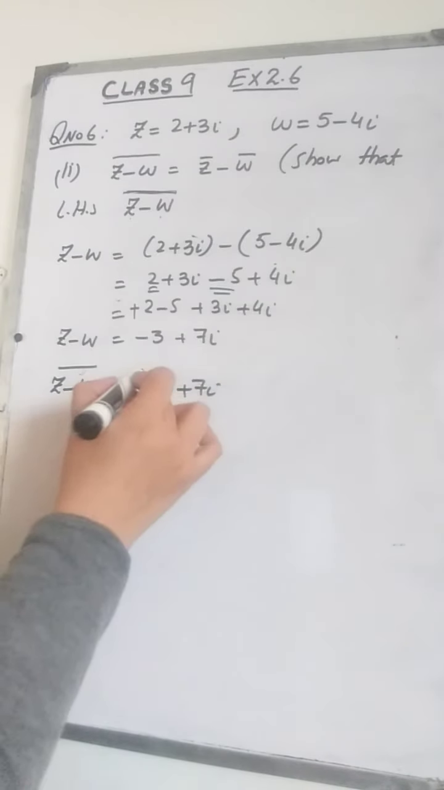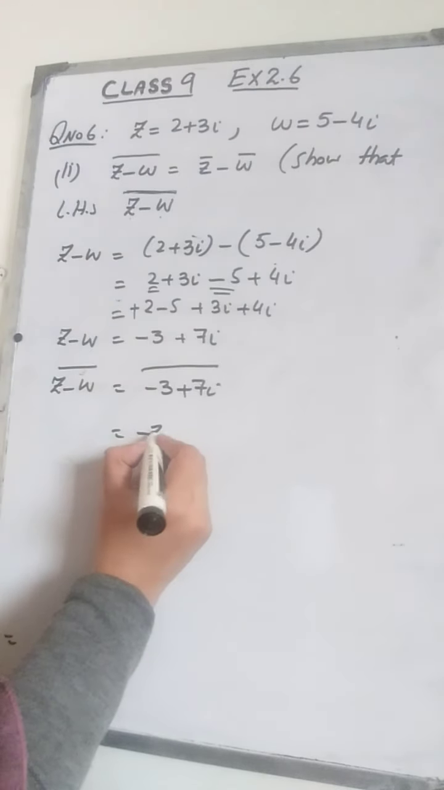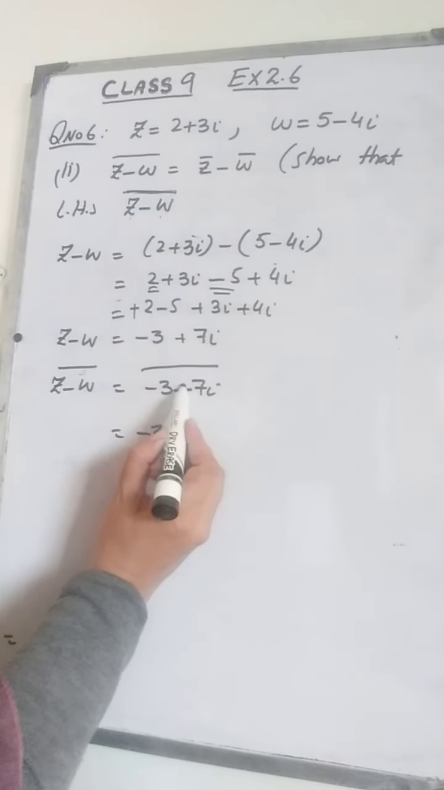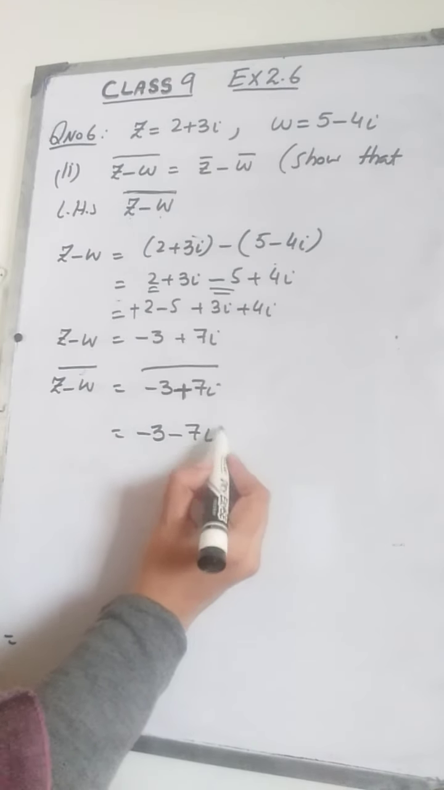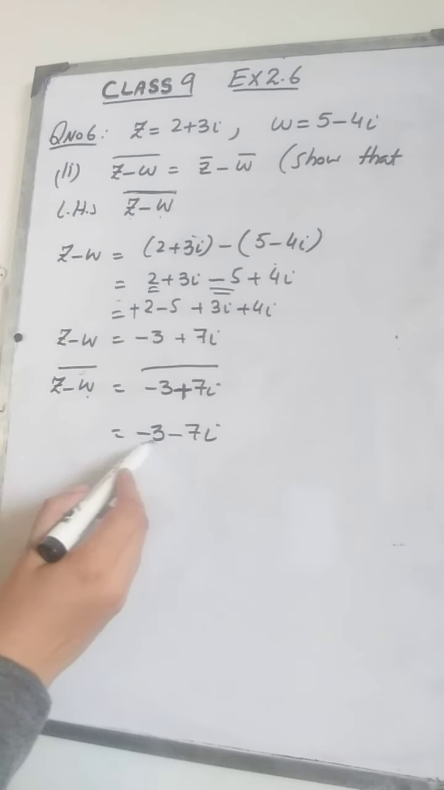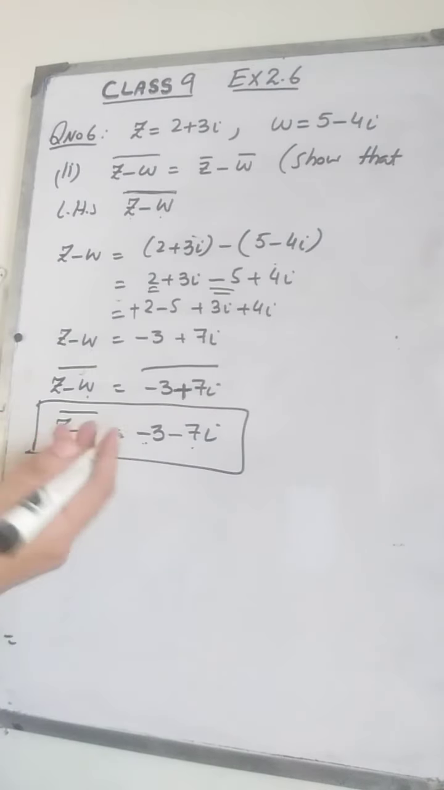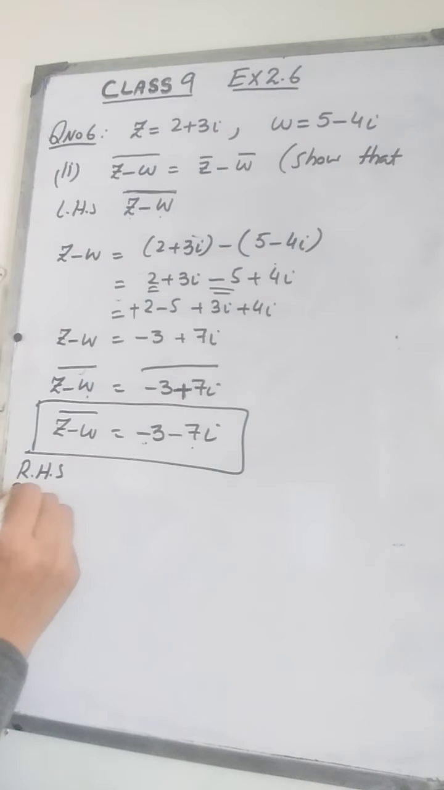This is Z minus W bar, and bar means they are asking for the conjugate of this number. The conjugate is obtained by just changing the sign before the imaginary part, which is negative 7 iota. So Z minus W bar is equal to minus 3 minus 7 iota. This is the left hand side. We have calculated the left hand side. Now we are going to go to the right hand side, and let us see what's the answer.